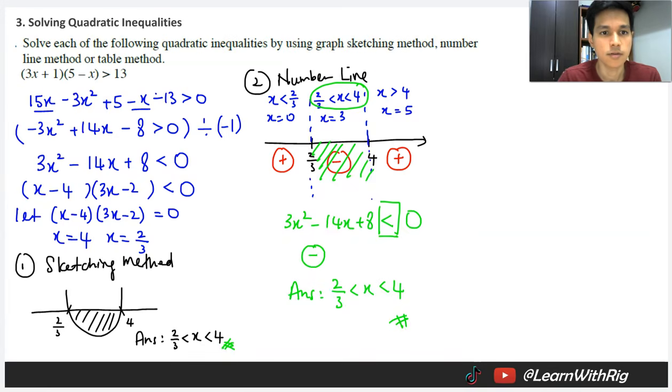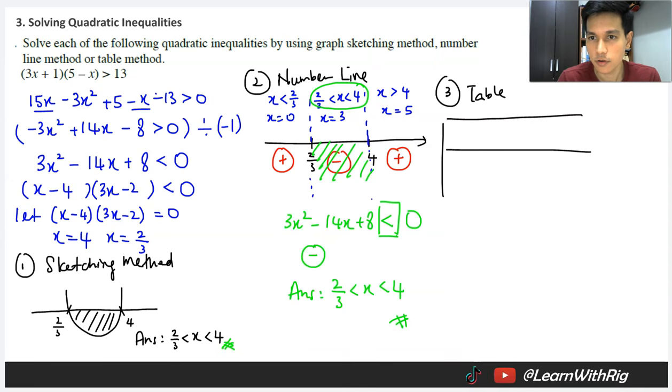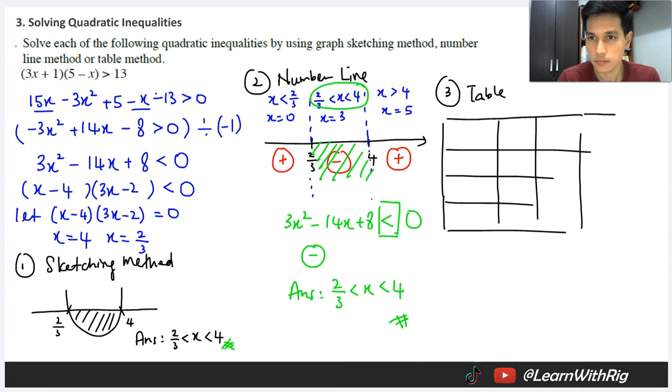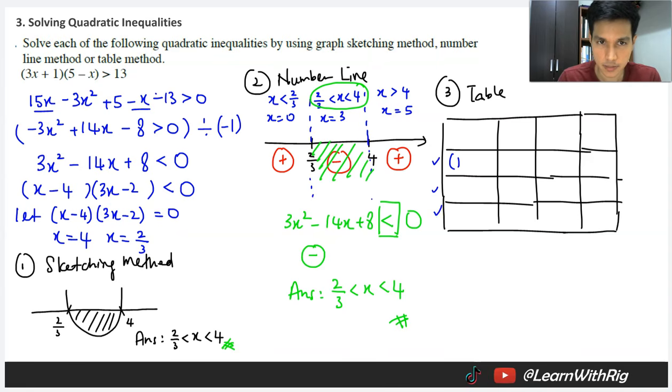Okay, now let's look at the third one. The third one is the table method. So same thing, draw your table. You should have four rows and four columns. Alright, so you've got your table and columns. It's just rough, okay? So what are you going to put in this tree here? All the brackets, correct? So x minus 4, 3x minus 2.